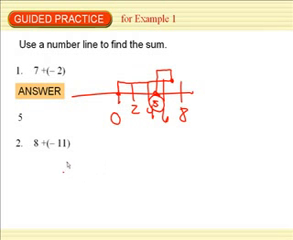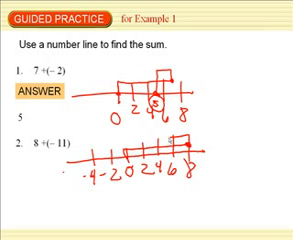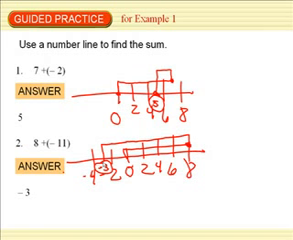8 plus -11. So again, 2, 4, 8. We can go -2, -4 if we want. So we start at 0. First thing I'm going to do is travel over to 8. And then I come up and travel 11. There's 8, 9, 10, 11, which would put me right in there at -3. So remember, left negative, right positive. And the answer is -3.